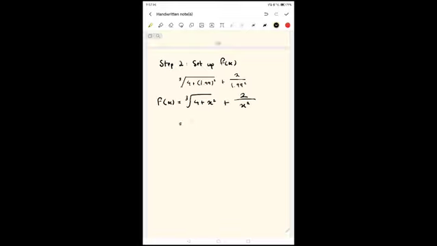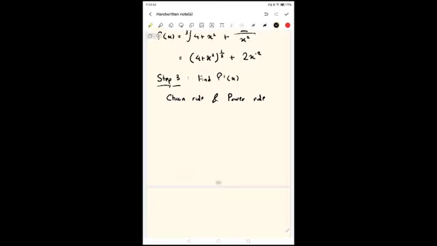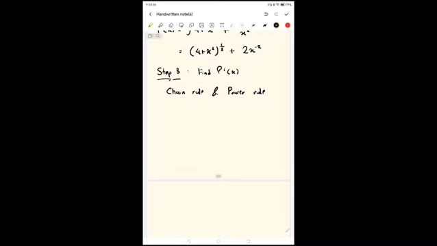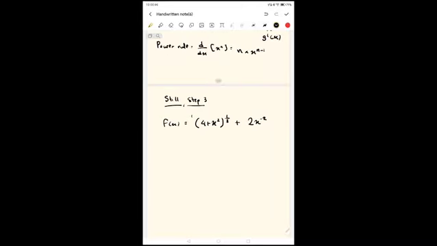To prepare this function for differentiation, we can rewrite the function as f(x) equals, in brackets, 4 plus x squared with the power of 1 over 3, plus 2x with the power of negative 2. For step 3, we need to determine the general derivative function f prime of x. To do this, we have to use the chain rule and power rule, and the formulas are as written on the screen. We will handle this term by term.